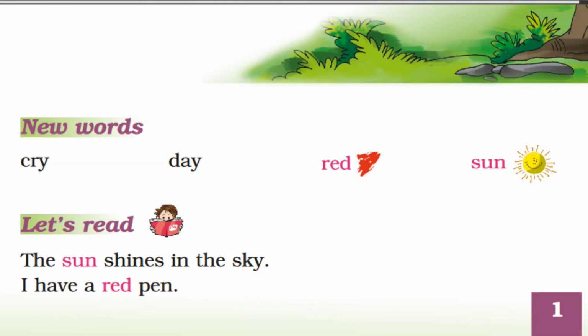So which new words have we learned today? Cry, day, red, sun. Cry means रोना. Day means दिन. Red का मतलब है लाल. And sun means सूरज. Okay, let's read next. The sun shines in the sky. I have a red pen.